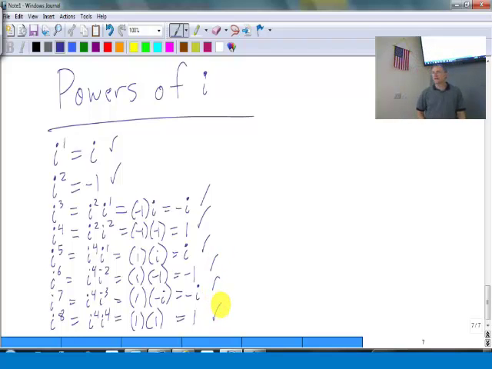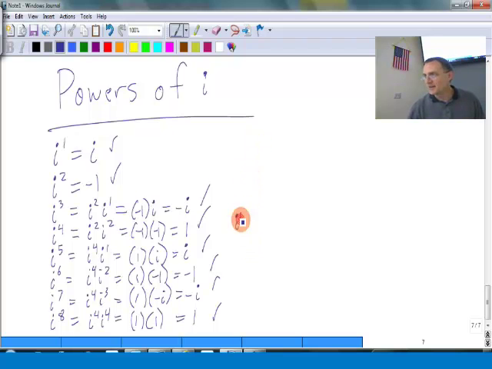You suppose the next one's going to be i? It turns out to be i, negative 1, negative i, 1, and this pattern is going to continue. What's the next power of i after i to the 8th, which equals 1? I don't know. I bet you can figure it out. It'd be around in here somewhere: i, negative 1, negative i, 1.